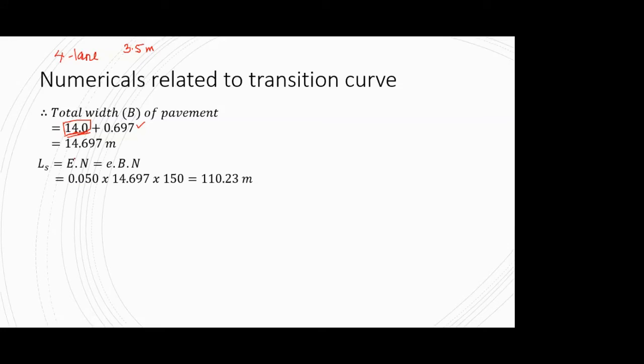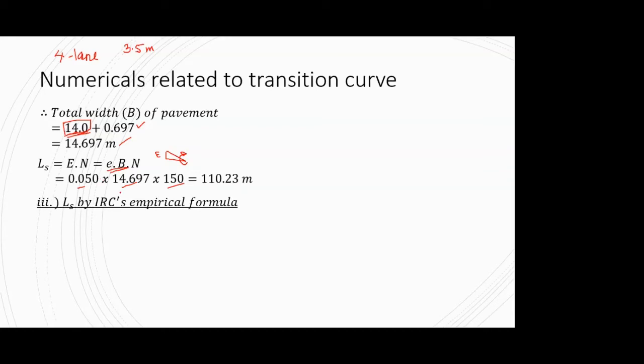Now all we have to do is, they have also given the condition that the pavement is rotated about the inner edge. So we give the complete superelevation on the outer edge itself. The formula is capital E into N, it's nothing but capital E equal to small e into B into N. So we know again the values of all the terms. Small e is the superelevation 0.05. B is the width of pavement we have calculated just now, 14.697. And then rate of superelevation N is 150. So it comes out to be 110.23, the length of transition curve.